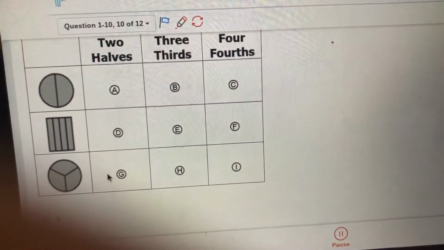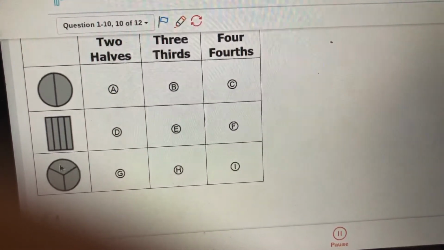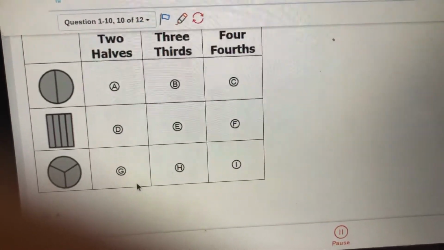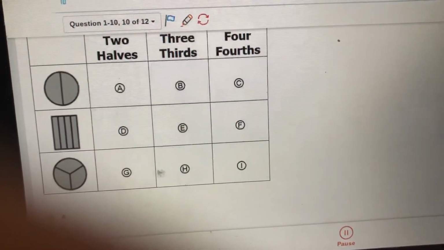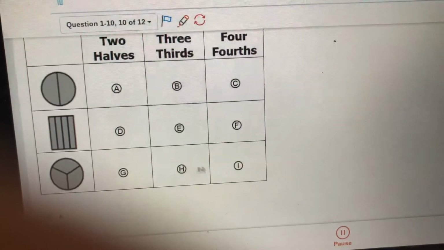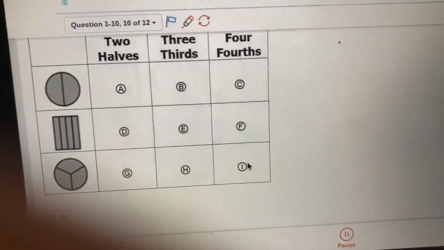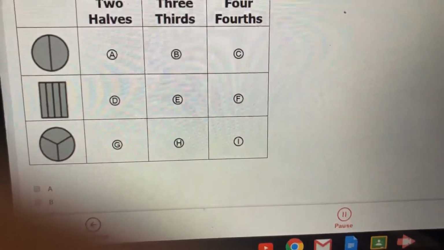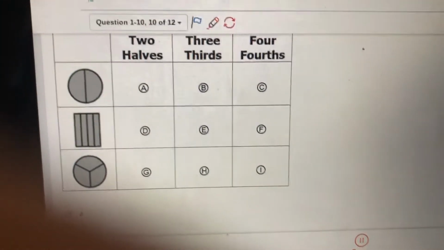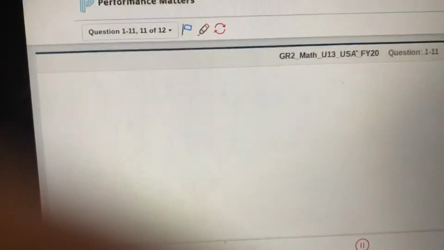This last one looks like an upside down peace sign. Does it have 2 halves, 3 thirds, or 4 fourths? You need to pause it in between to do it. Please do so.